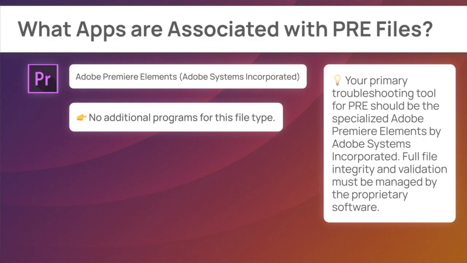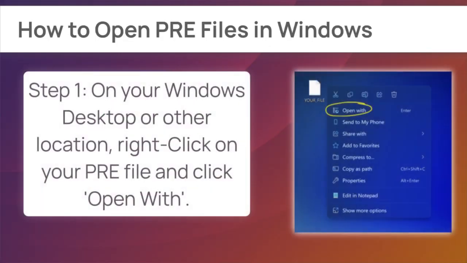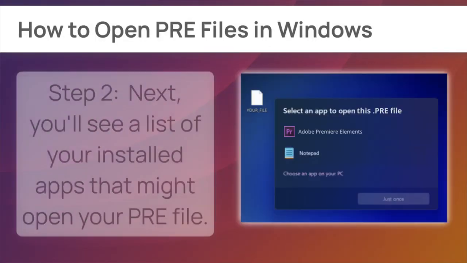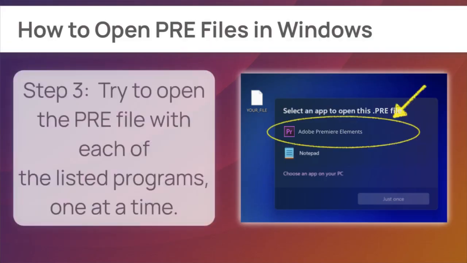Windows can preview most video files, but editing them requires dedicated video software. Your key starting action: right-click the PRE file and select Open With. If Adobe Premiere Elements is installed, use it. If not, choose another program. Continue testing until the PRE file opens successfully.